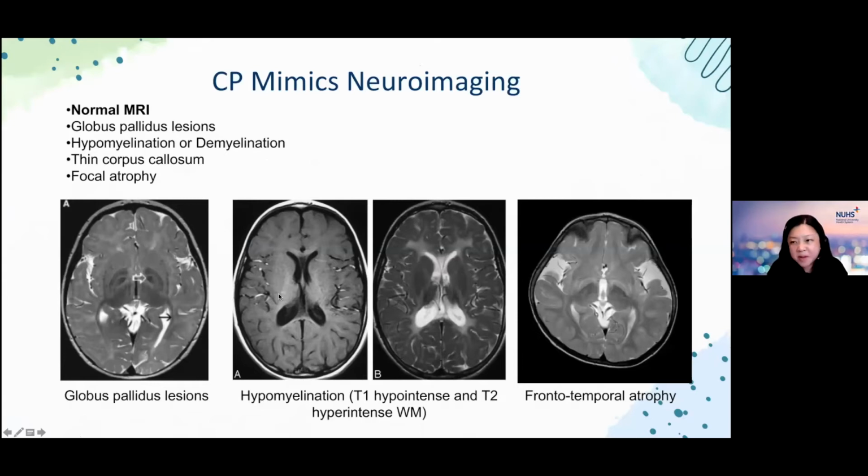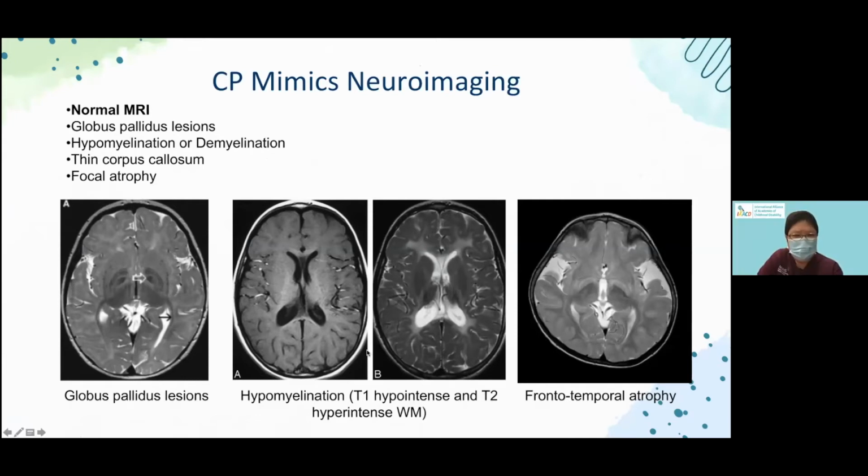For CP mimics, one of the common things we get is actually a normal MRI. So if you don't see an abnormal MRI, it warrants a little bit of worrying. But sometimes you may see some specific and some non-specific signs. For example, in this picture here, you see a globus pallidus signal abnormality, and when we see something like this, we worry about iron deposition.